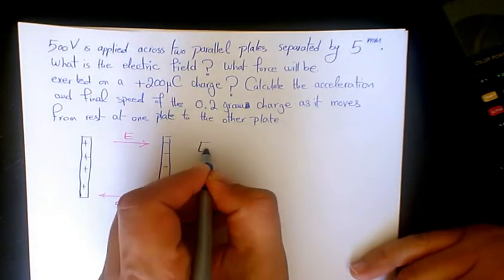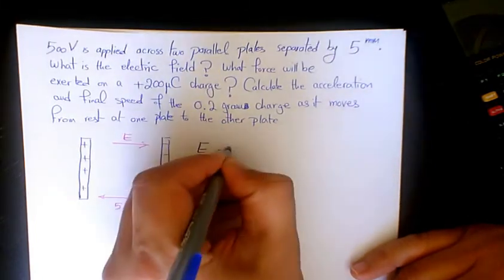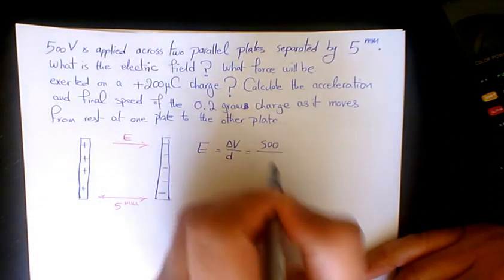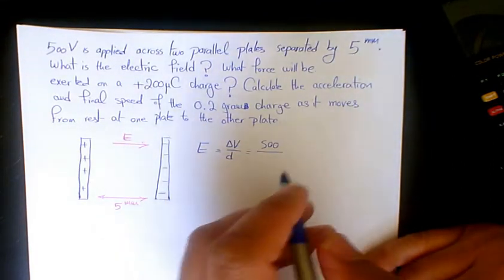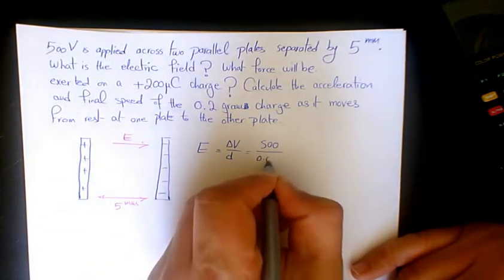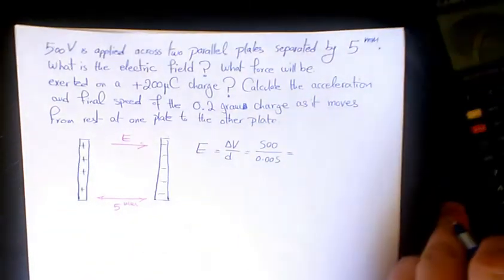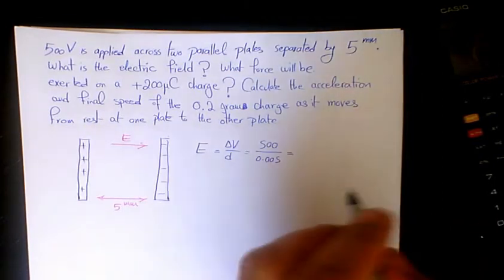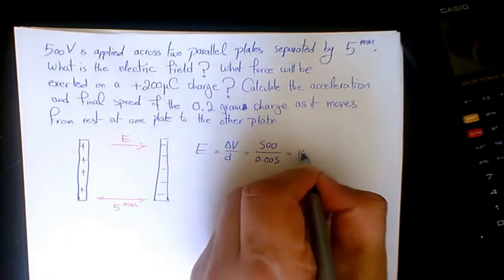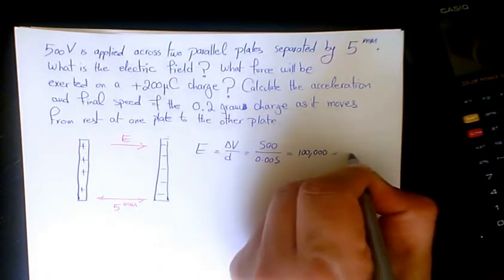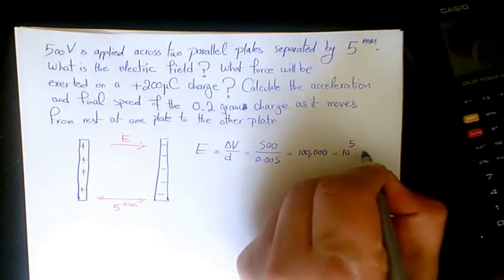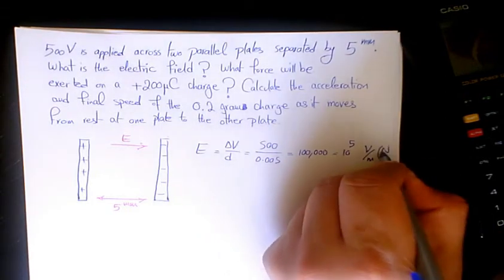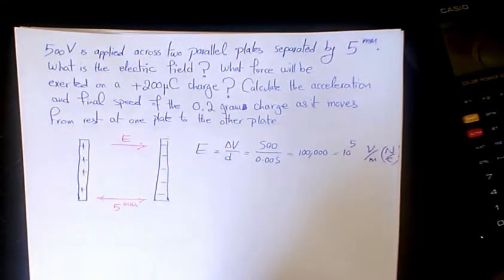We know electric field equals delta V over d, which is going to be 500 volts divided by d in terms of meters, so 0.005. That is going to give me 100,000, or 10 to the power of 5 volt per meter, or you can say Newton per coulomb. Both of them are right.